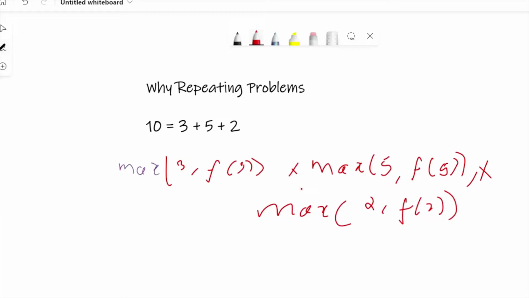Now if you really think about it, this is just for this division. Let us suppose we had another division like 5 plus 4 plus 1. Here you will notice we'll again calculate f of 5, which, if you have been learning DP, you would have realized is repeating. This is sort of a recurrence, right?